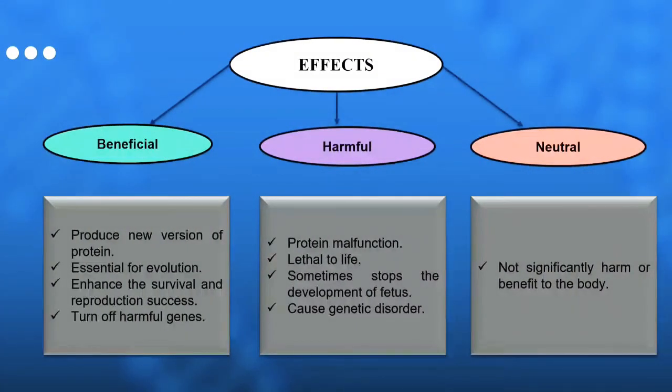The effect of gene mutation is categorized into three. It can be beneficial, harmful, or neutral. For beneficial, it produces new versions of protein, is essential for evolution, enhances survival and reproductive success, and turns off harmful genes. For harmful, it can cause protein malfunction, lead to loss of life, sometimes stop the development of a fetus, and cause genetic disorders. Finally, for neutral, it has no significant harm or benefit to the body.